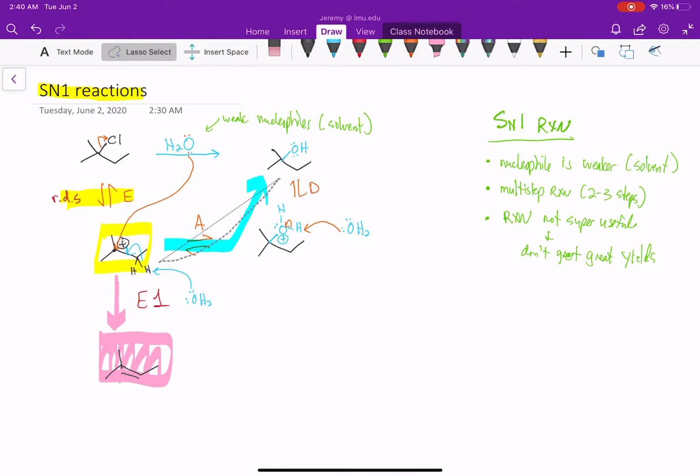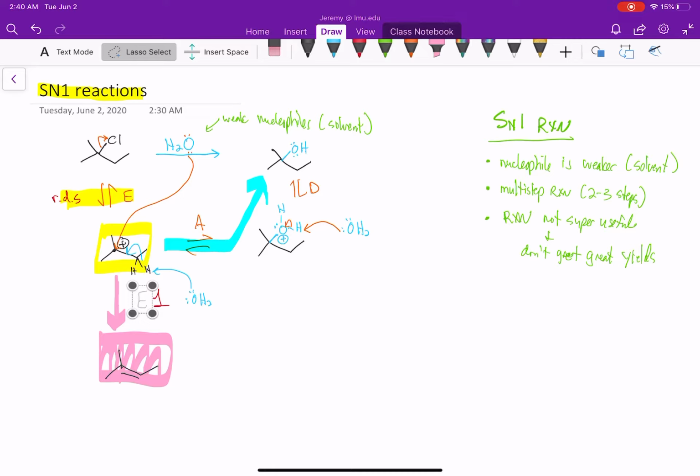Whether you go the SN1 route or the E1 route, that's happening after your rate determining step. So the rate of the reaction is determined by this first step here, but then our choice happens after that, right? So what that means is when we change temperature or solvent or other factors, those really impact the rate determining step. And because the SN1 pathway and the E1 pathway split after the rate determining step, we don't have much control on which way you go.